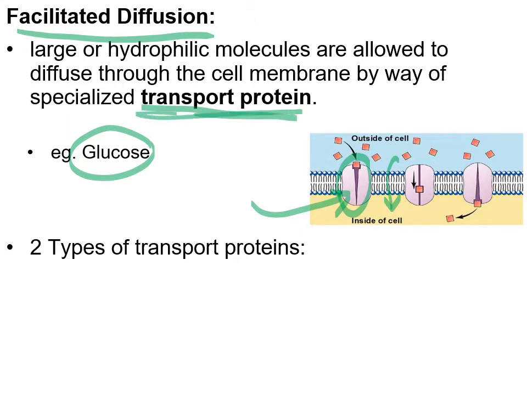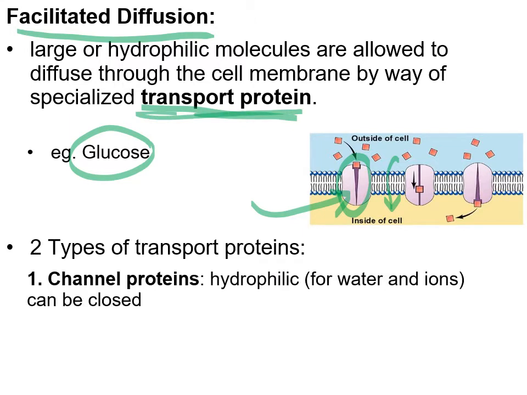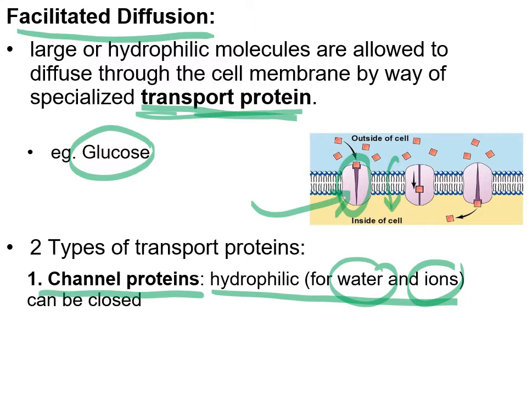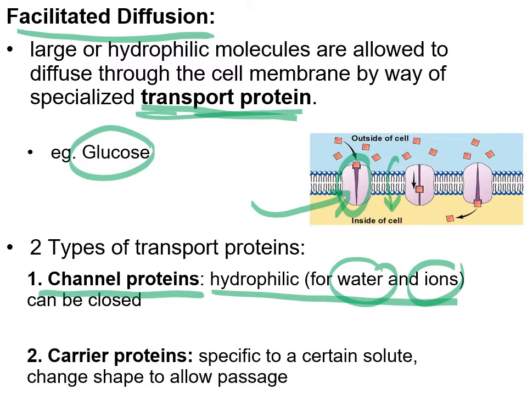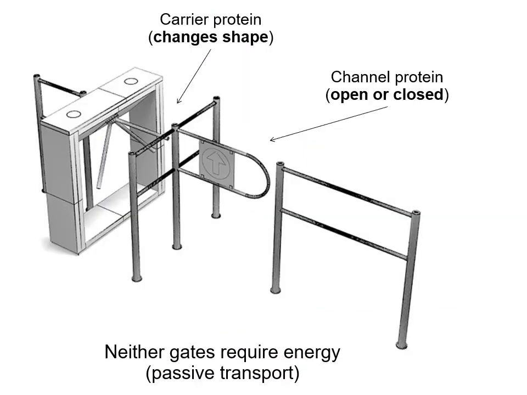Two types of transport proteins that we're going to look at. Channel proteins: if you're dealing with something that is hydrophilic, like ions, even with water, though it can go on its own, we can have a channel protein to do that. That channel protein can be open or closed, or it could be a carrier protein, which is going to be very specific to a certain solute that it's trying to bring through the cell membrane.